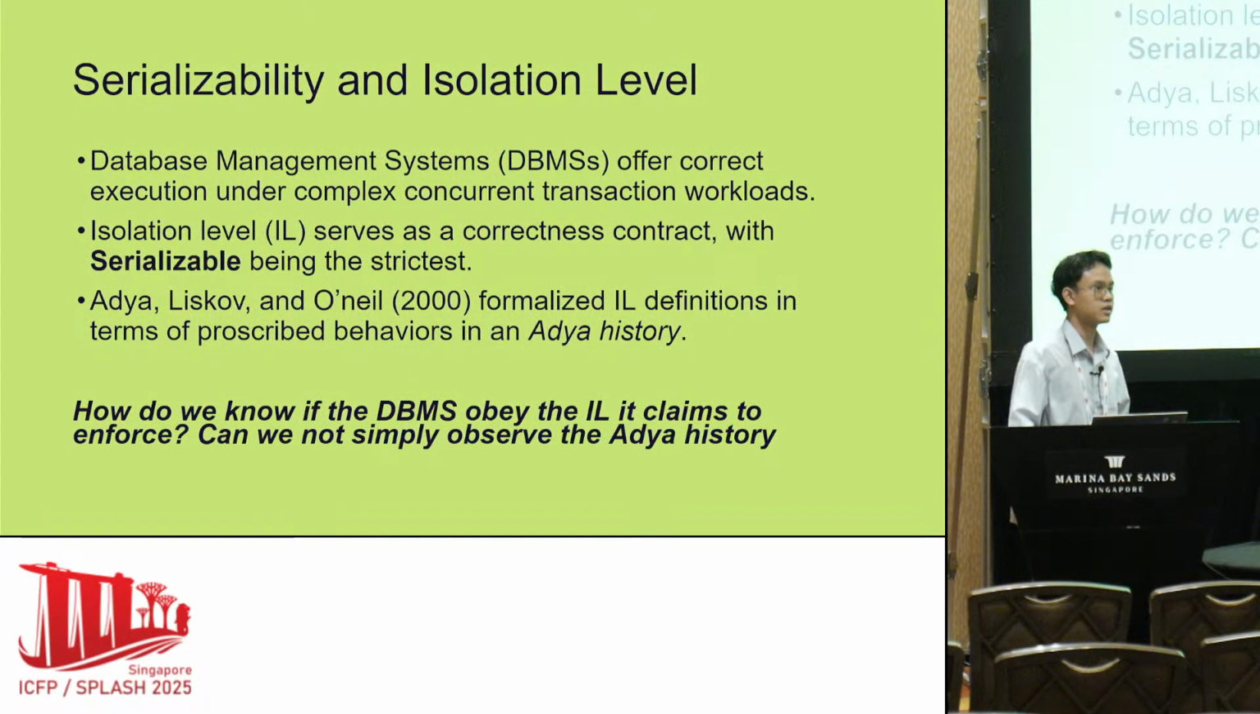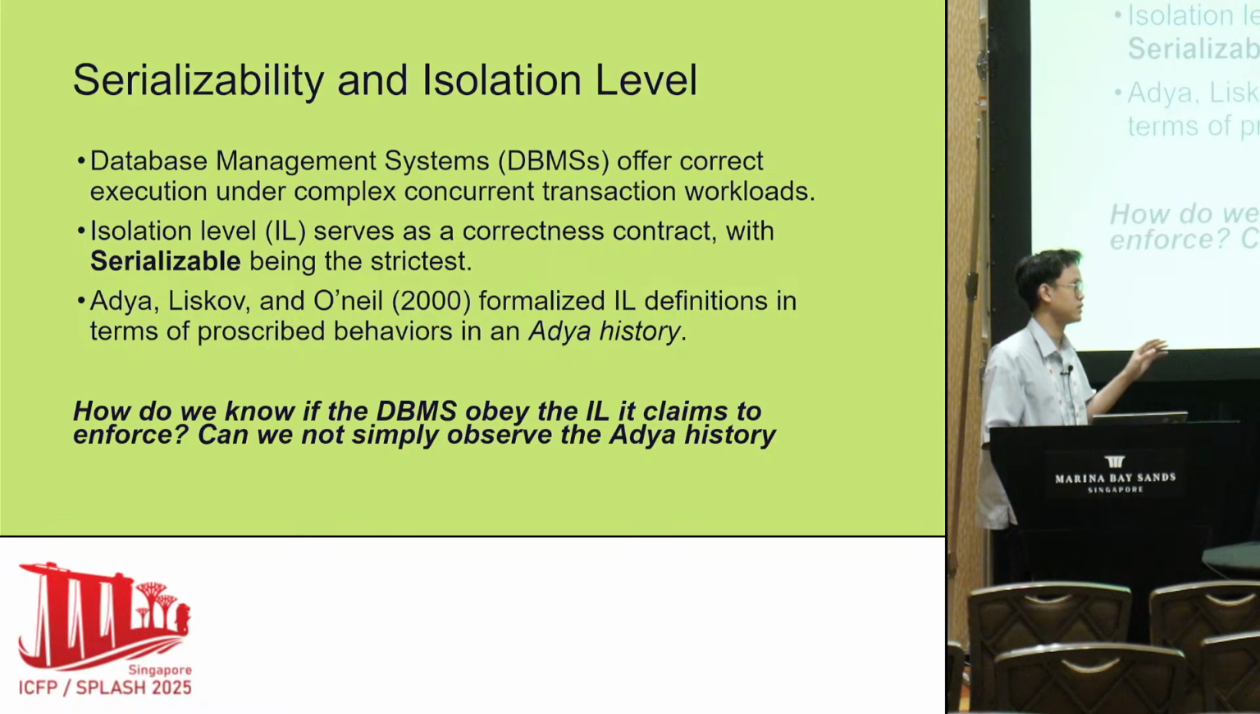So the big question is that now DBMSs are offering these isolation level guarantees. How do we know if the DBMS actually obeys the isolation level it claims to enforce? One question might be, can we not simply observe the ADIA history that we got and see if there's a cycle on it, and then say that if there's a cycle, it's definitely a serializability bug, for example? Or maybe there are different kinds of cycles that are allowed in weaker isolation levels, but generally speaking, can we not just look at the ADIA history and see what's going on?